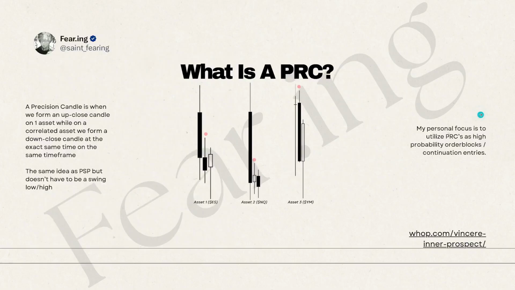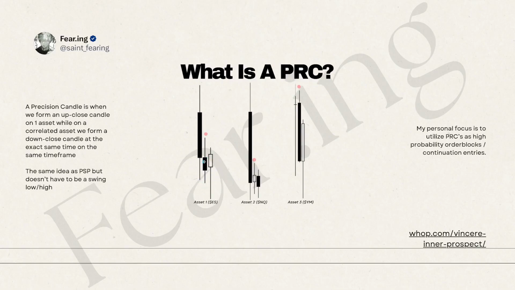So what is a PRC? A PRC, similar to a PSP, is a cracking correlation among candles. It is also a 3-candle pattern. So specifically, a precision candle is when we form an up close candle on one asset, while on a correlated asset we form a down close candle at the same time on the same time frame, such as what we can see here. So imagine this is our 5-minute time frame.